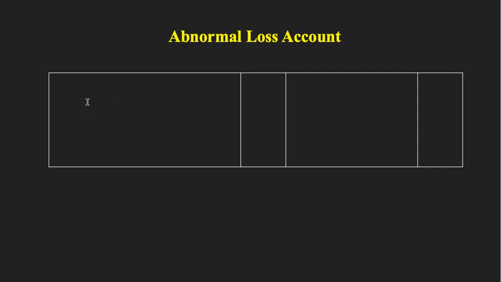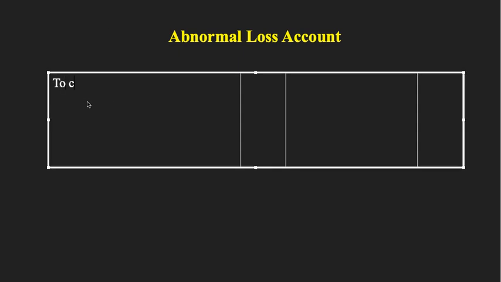Now abnormal loss also we have calculated. We are going to write down "to consignment account". How much is it? We had calculated in working note number 1, 6,100. And here what will we write? By bank. If we see, by bank they have received an insurance claim of how much? They have received a claim of 6,000 rupees.